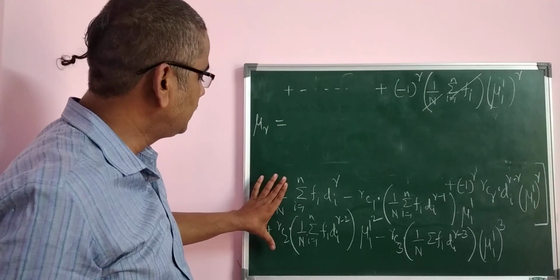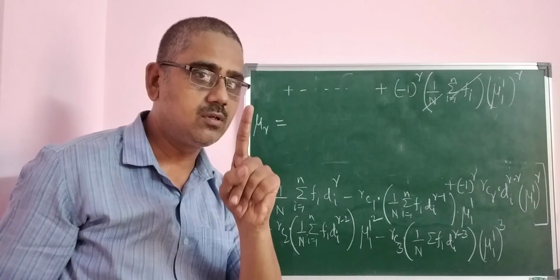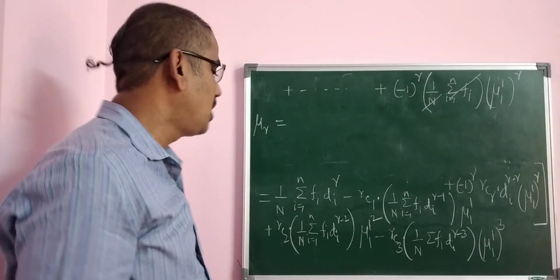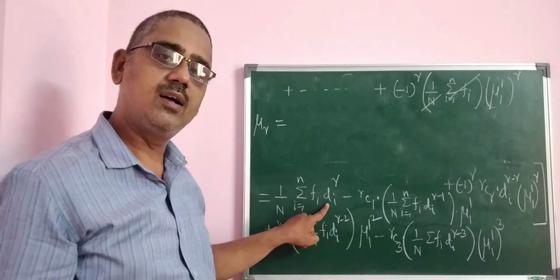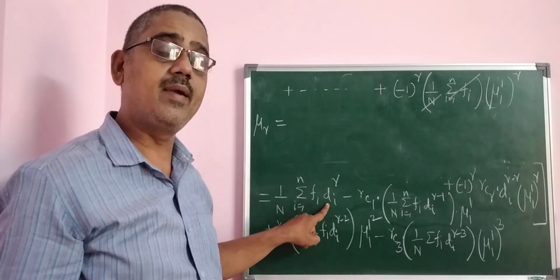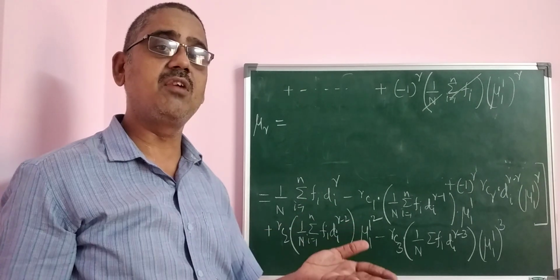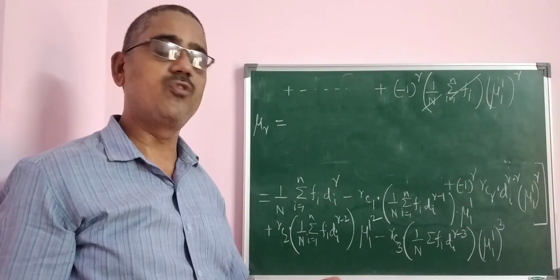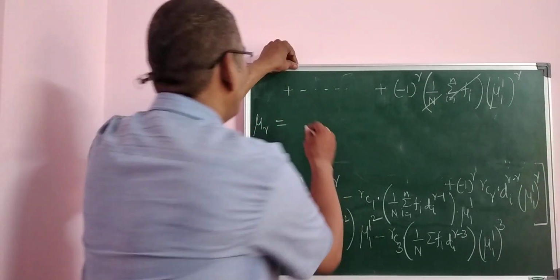So you see these 1, 2, 3 steps are one term, only one term is equal to. Now you see 1 by n summation f_i d_i power r, what is the formula? Non-central moments about any arbitrary point A. Since d_i is equal to x_i minus A, therefore this is the formula of the rth non-central moment, mu r dash.